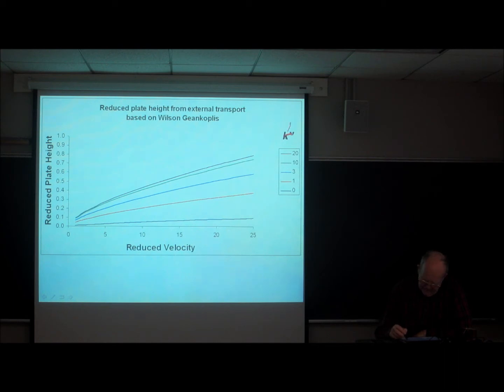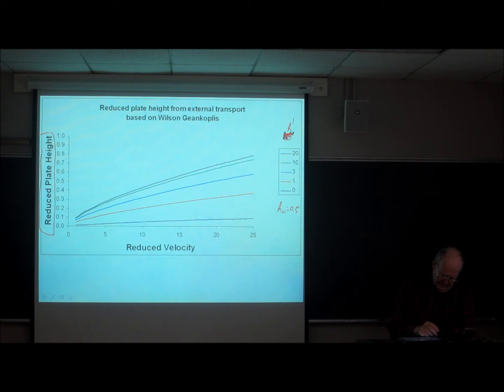This was K prime. That's K prime, because I've got a curve here with K prime 0. And I think I took K naught equal to 0.5 for this plot. So here's K prime of 0, 1, 3, 10, 20. You see it's approaching a limit. If K prime is greater than about 20, you don't see much difference anymore. The more retention, the more resistance you have in the station, from the external transport.